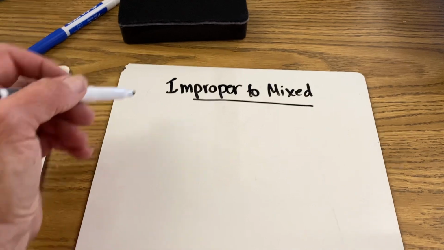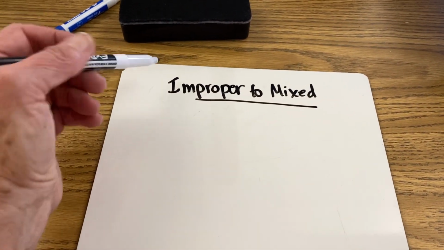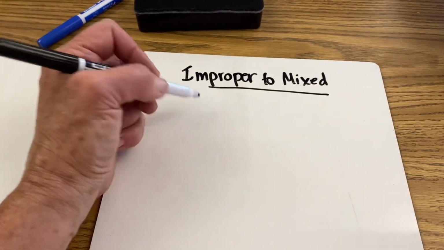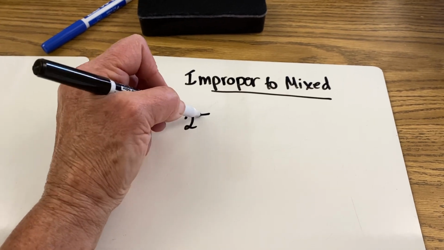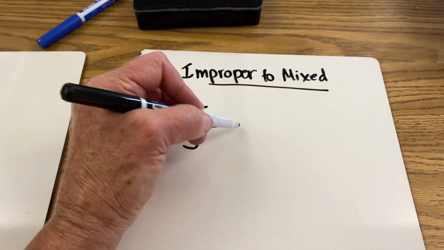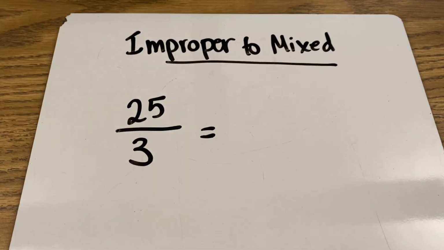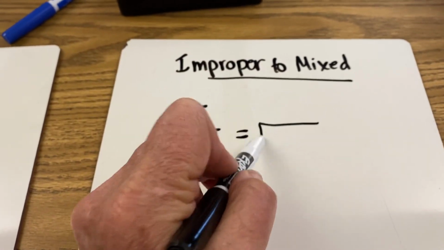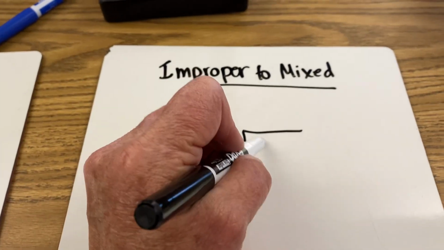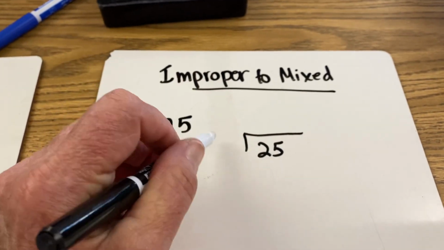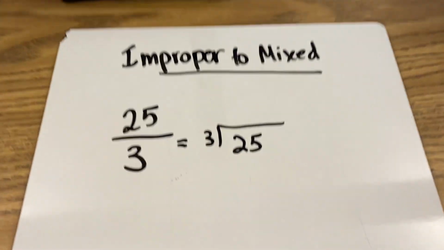So just a reminder how to convert. Remember, convert means change, improper to mixed. So let's say we have 25 over 3. That's an improper fraction because the numerator is larger than the denominator. So what we need to do to turn this into a mixed number is divide, right? So 25 divided by 3.